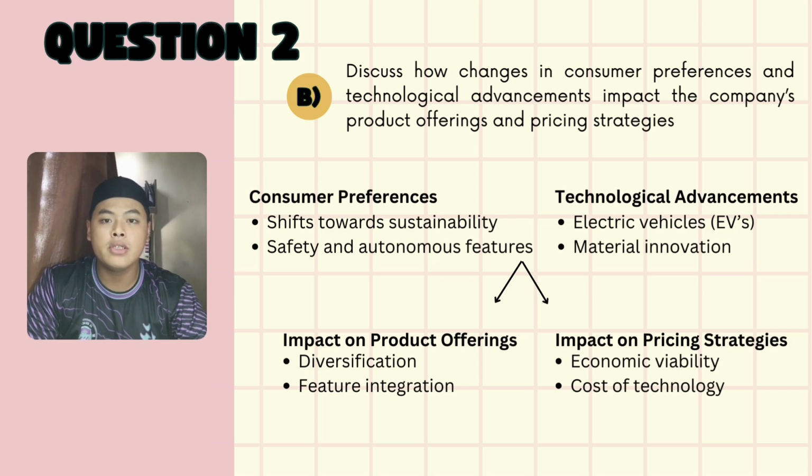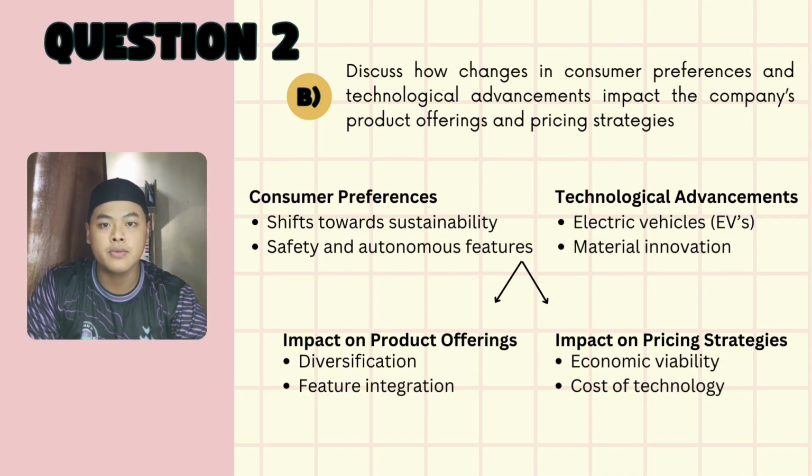In aspect of technological advancements, for the first one is electric vehicles, EVs. Advances in battery technology and charging infrastructure are making EVs more viable and popular. Proton might need to develop EV models or improve existing ones to meet market expectations.